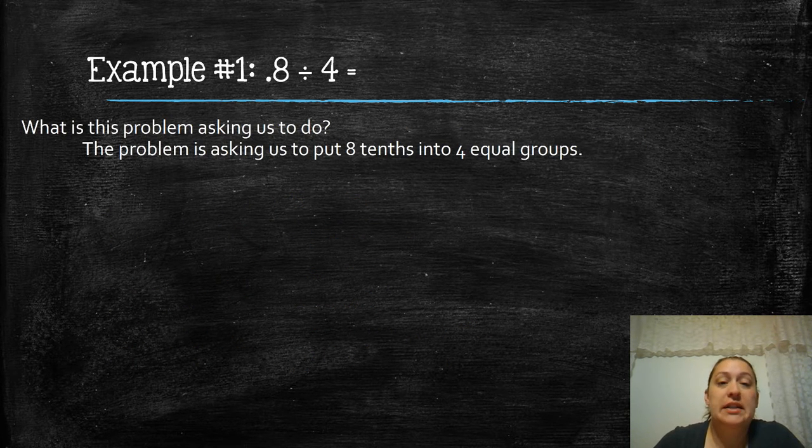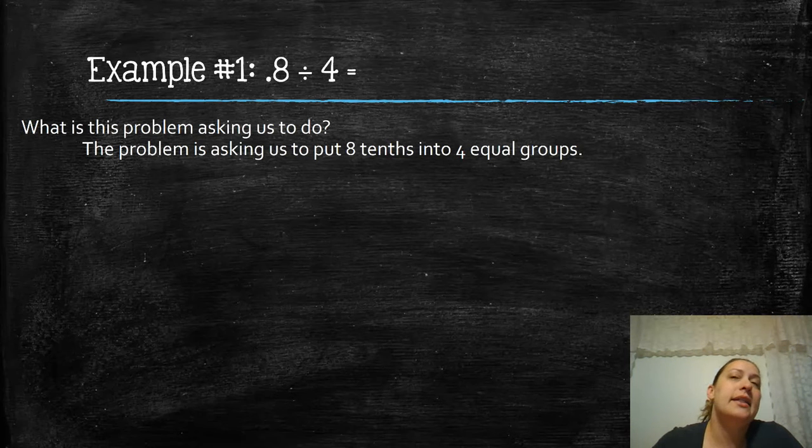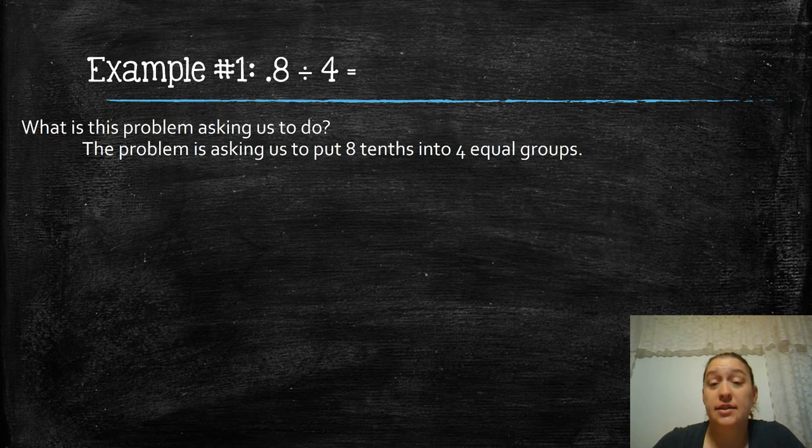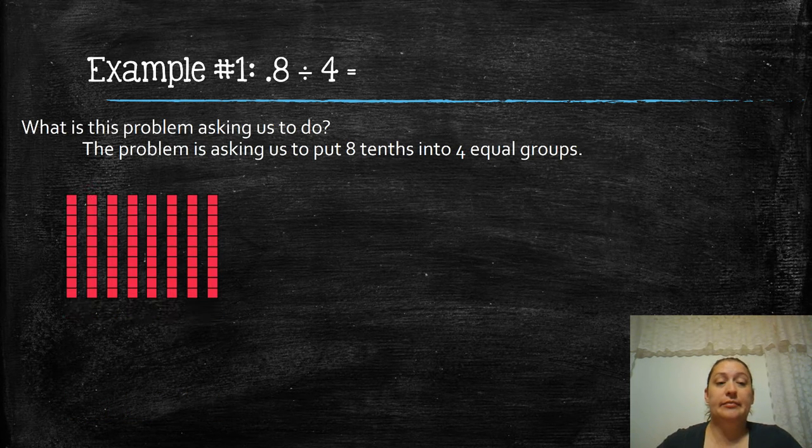So let's take a look at our first example, 8 tenths divided by 4. Let's think about it. What is this problem asking us to do? This problem is asking us to put 8 tenths into 4 equal groups. Now I can start off my thinking by drawing 8 tenths. And since we are dividing 8 tenths into 4 equal groups, each group is going to have 2 tenths.